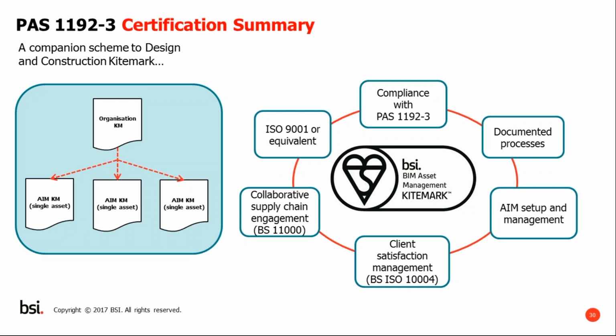We look at asset information model setup and management. We look at client satisfaction management, and I've put in brackets, there's a standard, BS ISO 10004, which is all on client satisfaction. Again, you don't need to be compliant, you don't need to have certification against that standard, we just use that as the framework. Collaborative engagement with the supply chain, with alignment with BS 11000, and then finally that you have a 9001 or equivalent system. So these are the core ingredients that make up the Kitemark. So this is what the Kitemark represents.